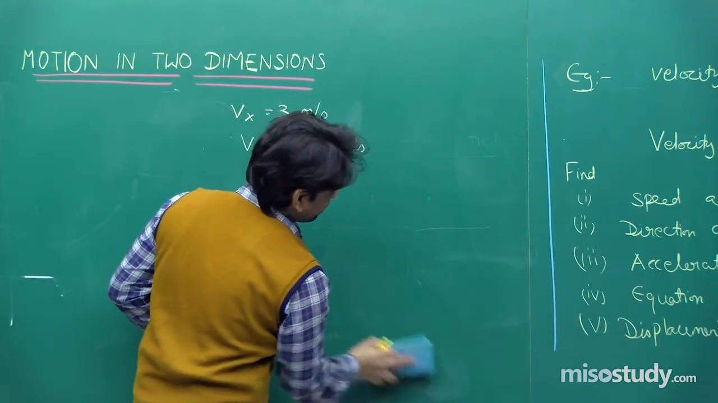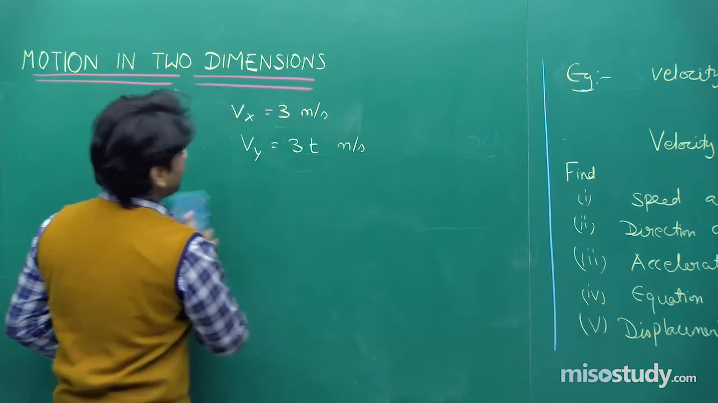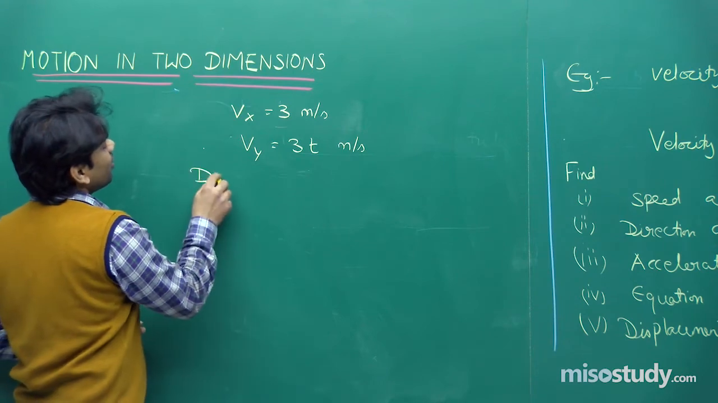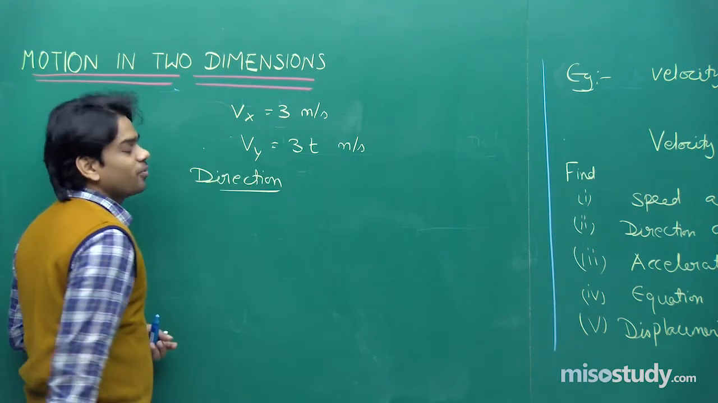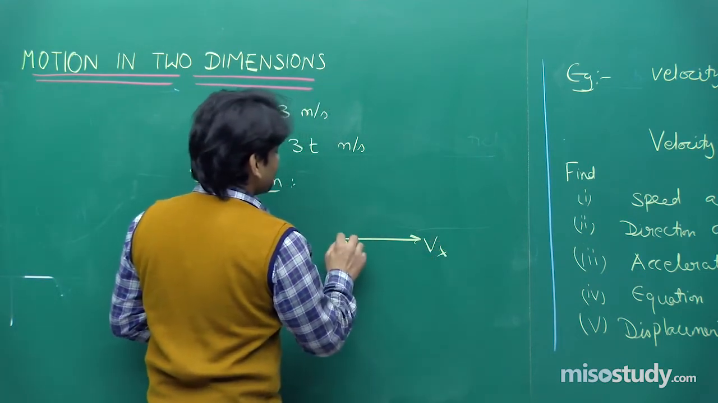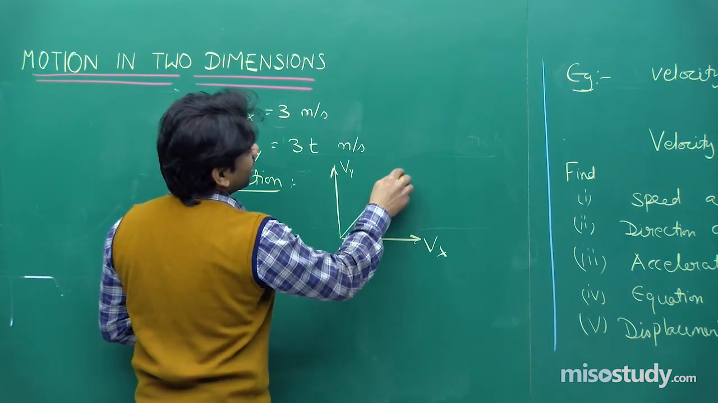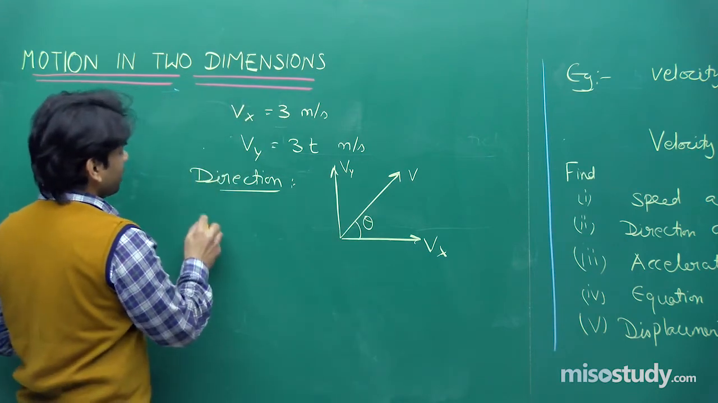The required information I'm keeping on the board and the rest I'm rubbing, so that you can simultaneously see the question and the answer. Next comes direction. Just now I told you direction is actually tan inverse Vy by Vx. If I represent this as Vx and this as Vy, the particle will be trying to move along this direction. This is the net velocity, let's say this is theta.